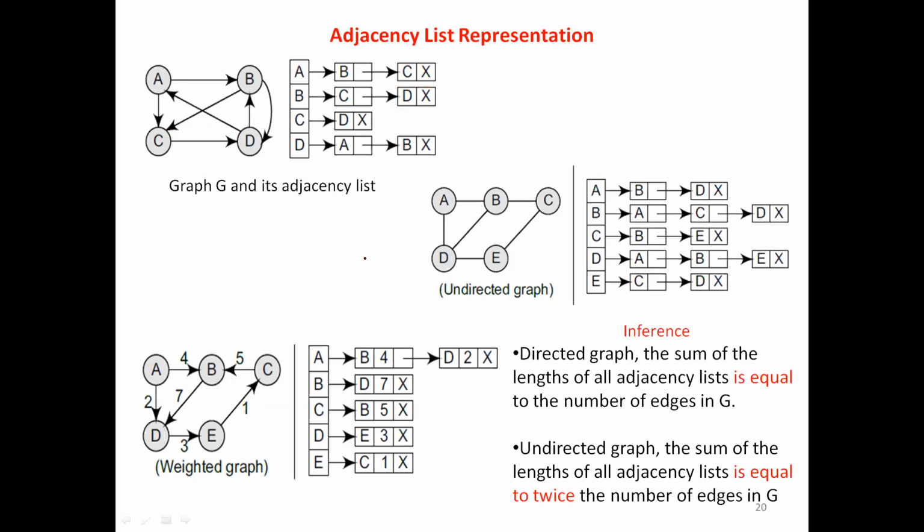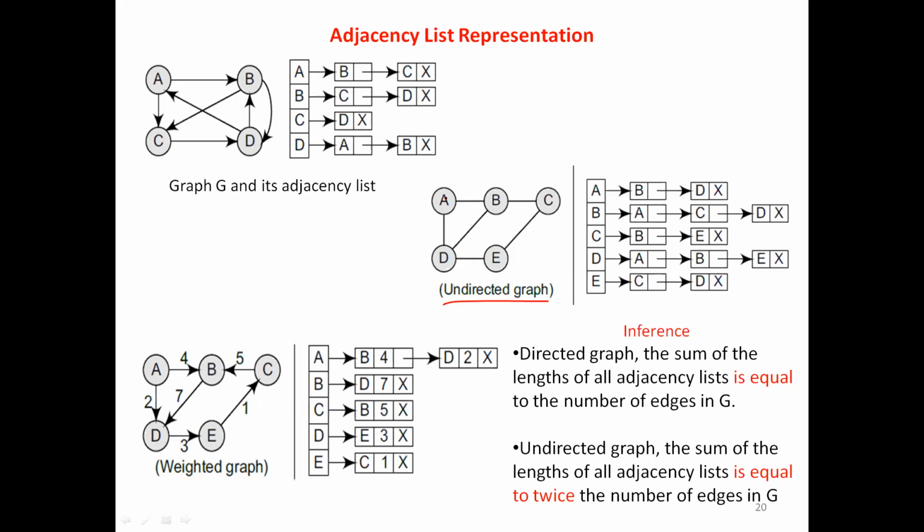Okay, and this is what adjacency list is for. This is the adjacency list representation. In case of an undirected graph, it is double the directed graph. It requires double the directed graph.